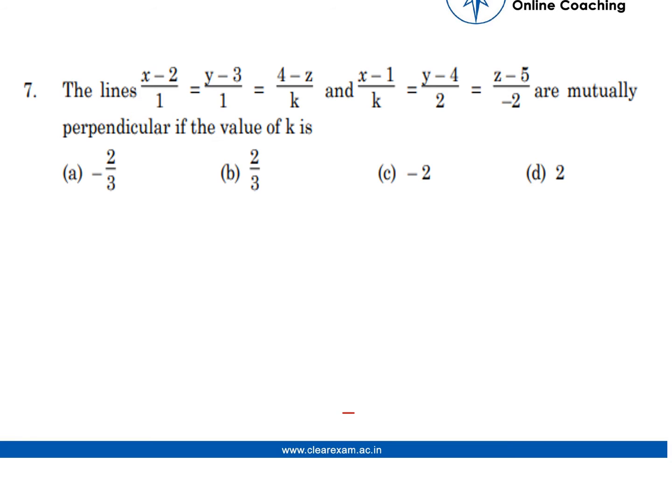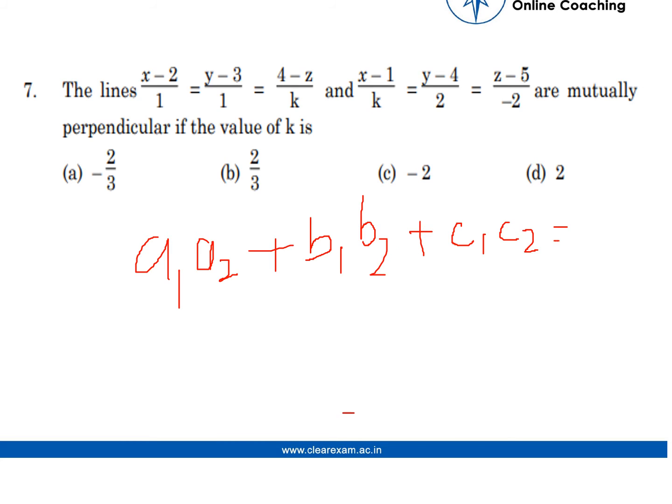So as we know that if two lines are mutually perpendicular to each other, the formula will be a1 a2 plus b1 b2 plus c1 c2 is equal to 0.